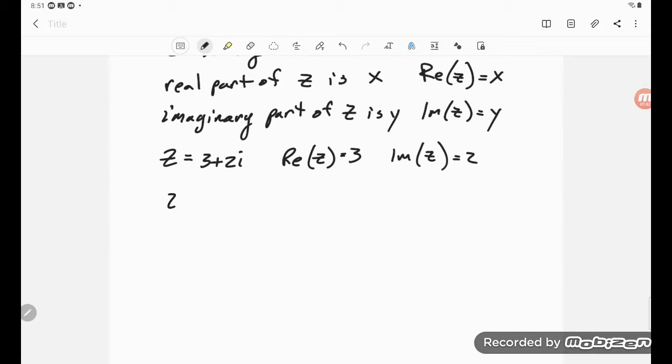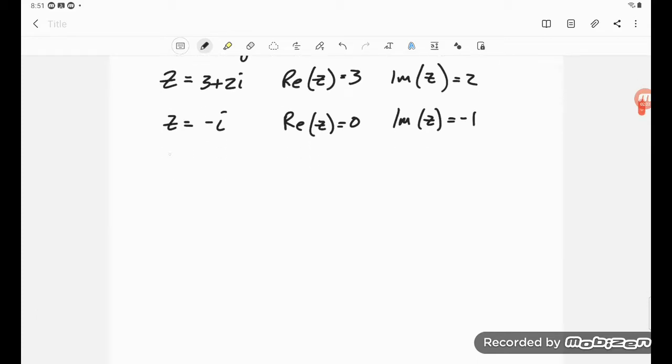And so similarly, if I had something like minus I, then the real part of Z is equal to 0, and the imaginary part of Z is equal to -1. Okay, so that's real and imaginary parts. Now we get to Z conjugate. Okay, the conjugate of Z, we use the symbol Z bar.